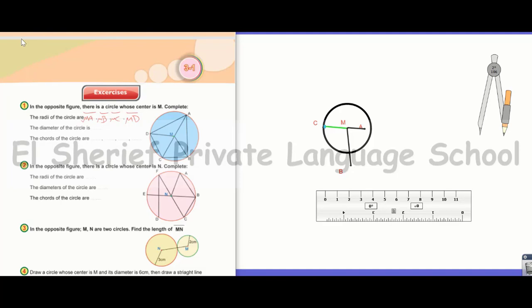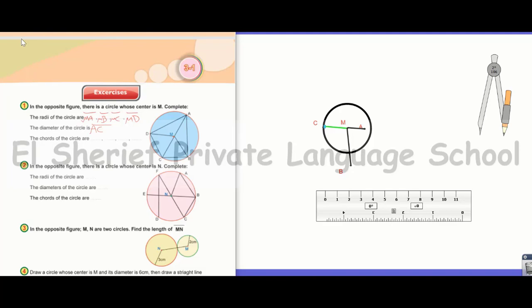The diameter of a circle. The diameter is the longest chord and crosses the center. So we have chord AC and it crosses the center M. So we have the diameter. The diameter of the circle is line segment AC.